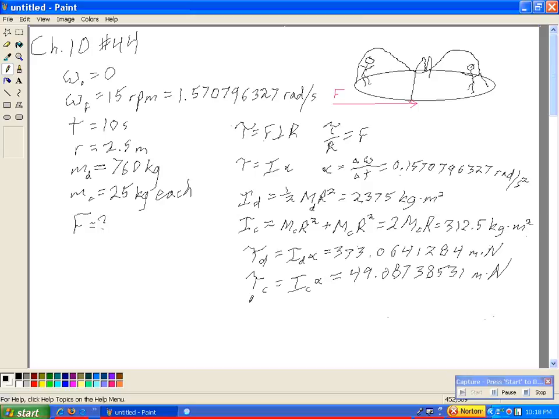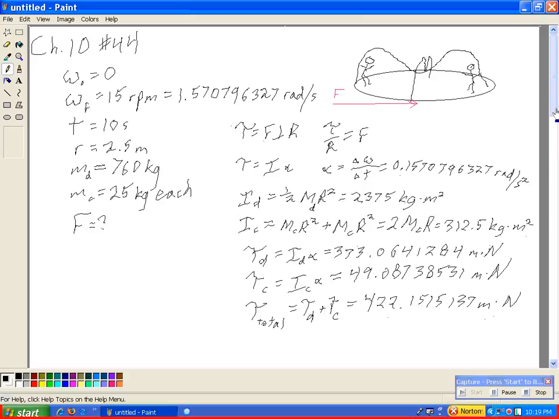So the torque of the disc and the torque of the children, what we've done is add these two up, 2375 plus 312.5, and multiply that by the acceleration. You should get the same number, but I did it this way. This was probably a longer way. That gives 137 meter newtons.